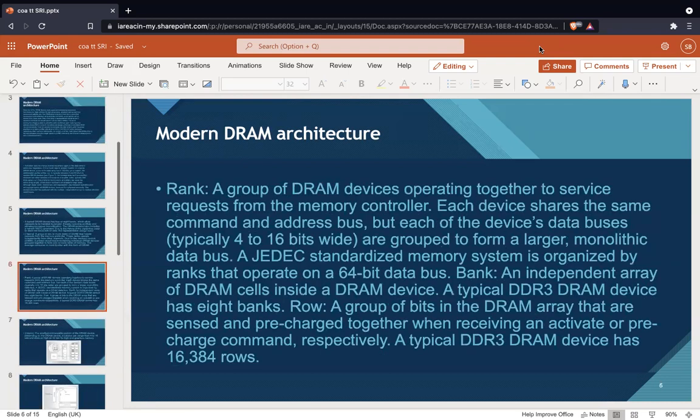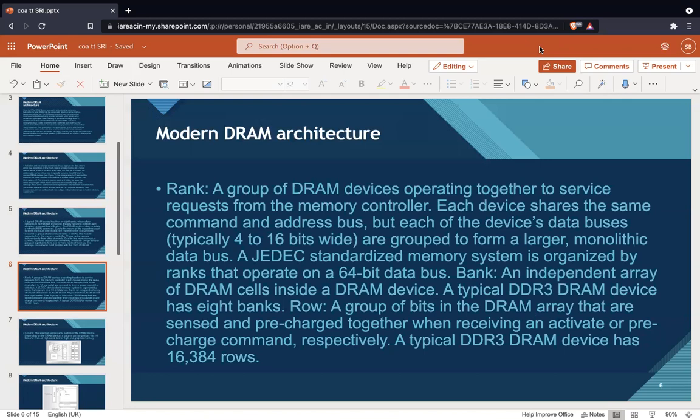Rank, a group of DRAM devices operating together to service requests from the memory controller. Each device shares the same command and address bus, but each of these devices' data buses are grouped to form a larger monolithic data bus. A JEDEC standardized memory system is organized by banks that operate on a 64-bit data bus.